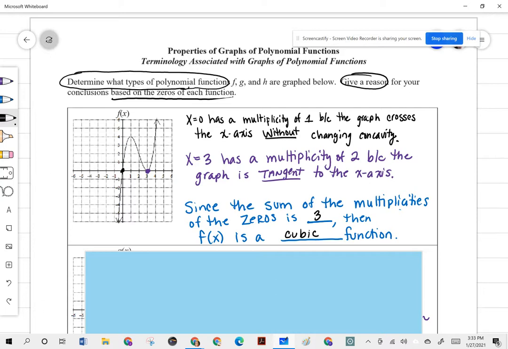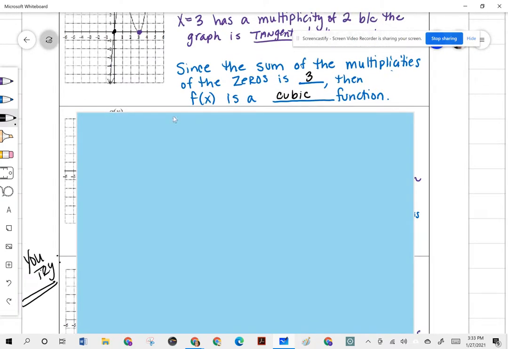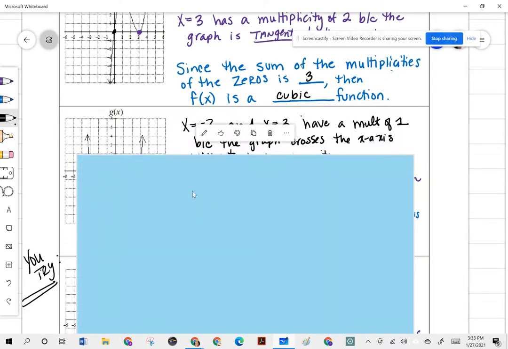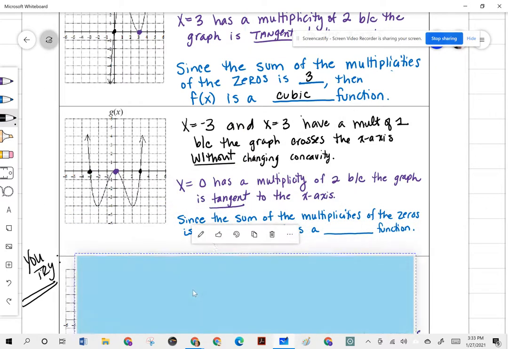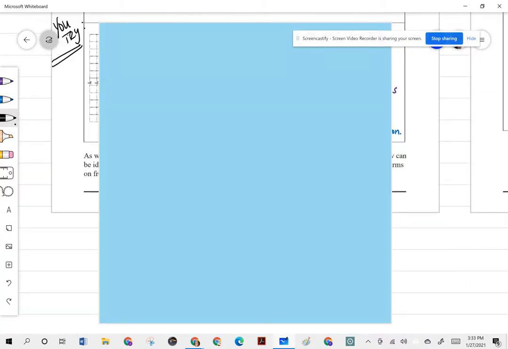So this is just an example of how you are supposed to determine the type of polynomial function. We gave a reason based on the zeros of the function. Okay, so let's go ahead and try the second one here. If we take a look, in black I've got the zeros x equals -3 and 3, and they have a multiplicity of 1, again, because the graph crosses the x-axis without changing concavity.